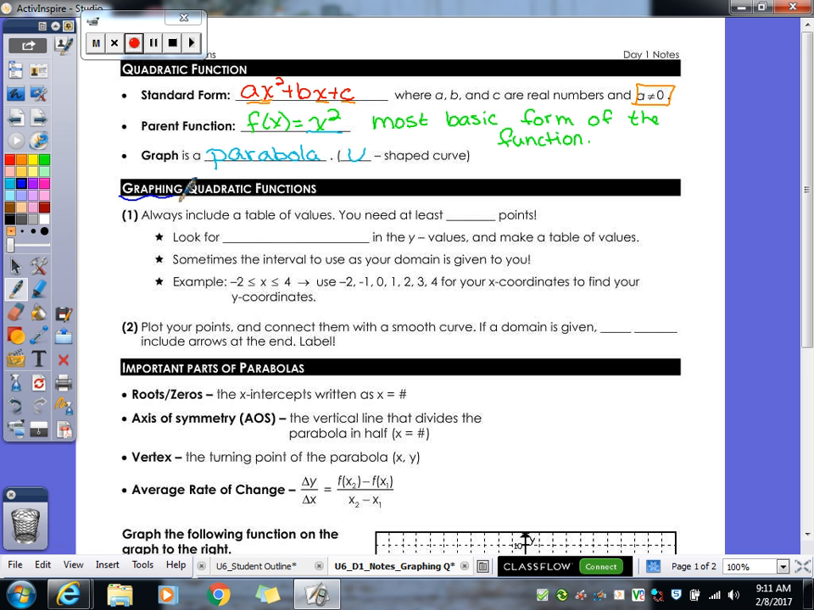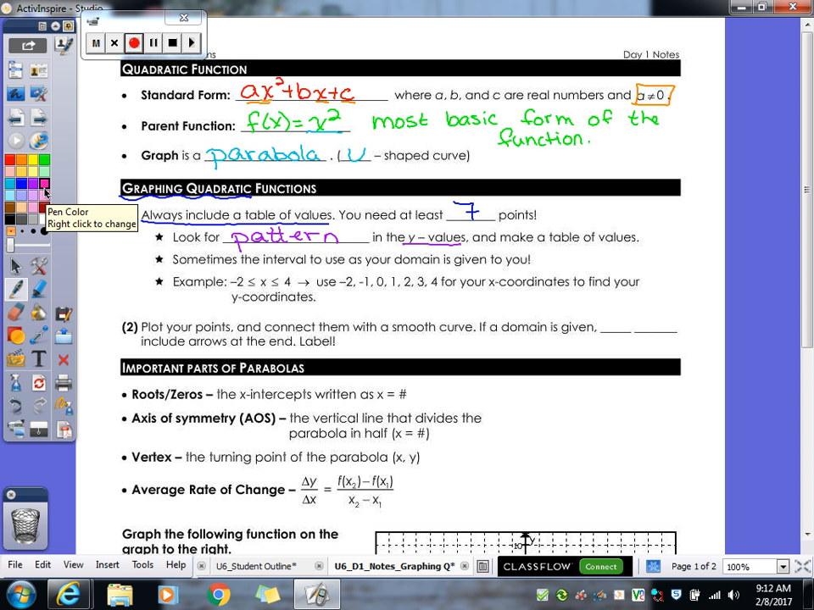So when it comes to graphing our quadratic functions, some things you need to know. You always need to include a table of values. If you do not copy that down, you're going to lose points because your table is your work shown. In your table, you always need to have at least 7 points. Now to get your 7 points, you need to look for a pattern in your y values. And I'm going to show you through examples what I'm talking about when I say you want to look for a pattern.